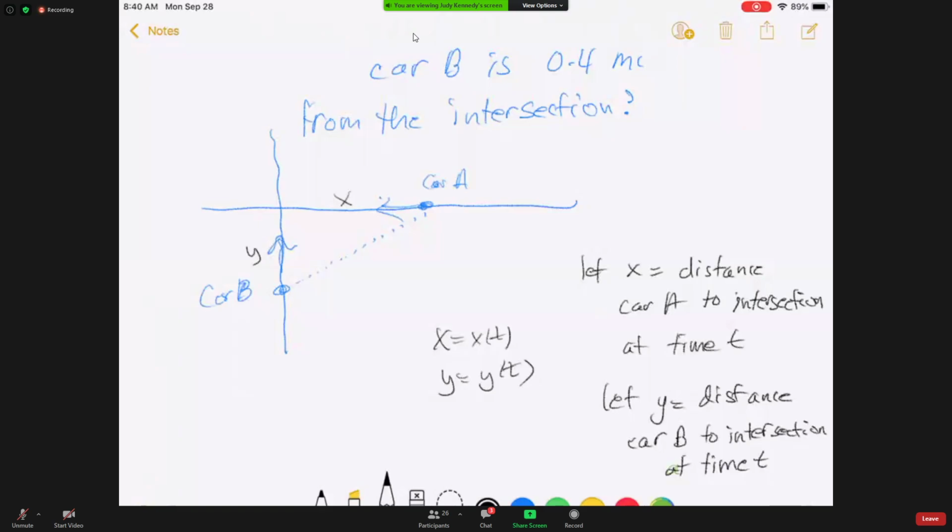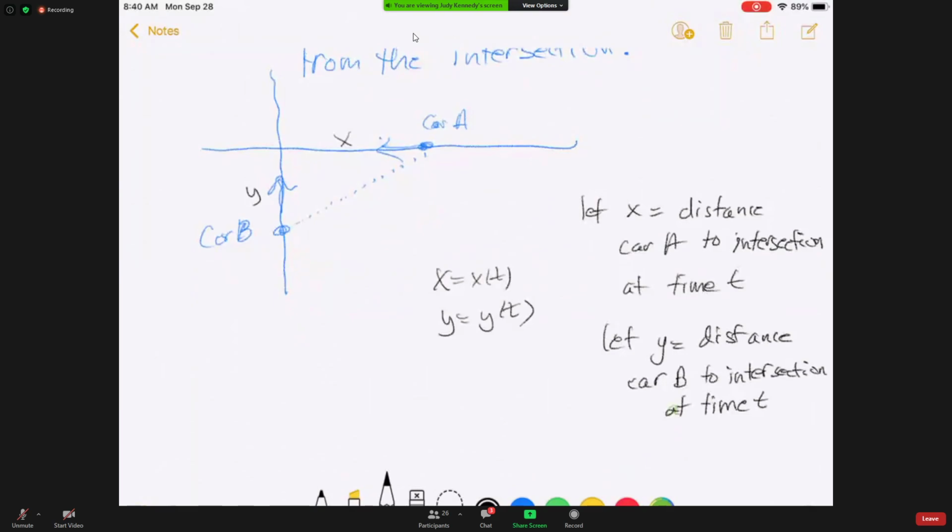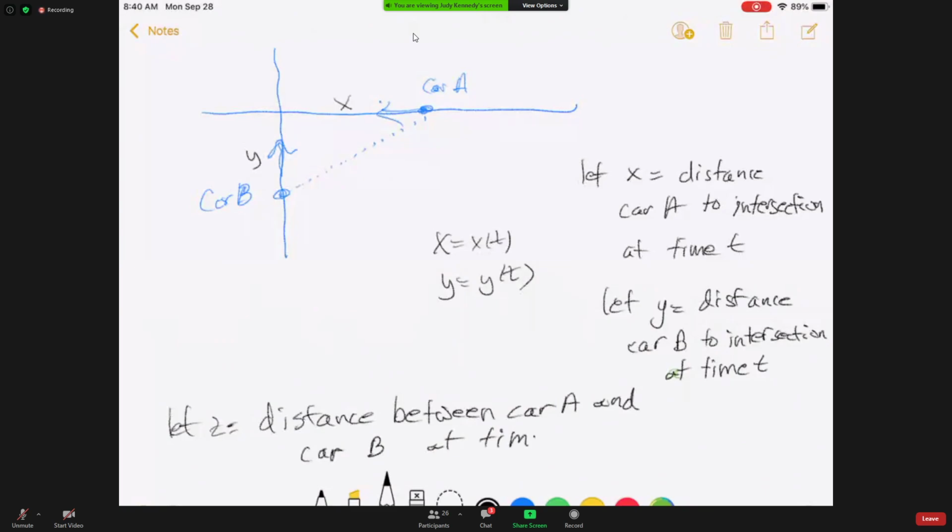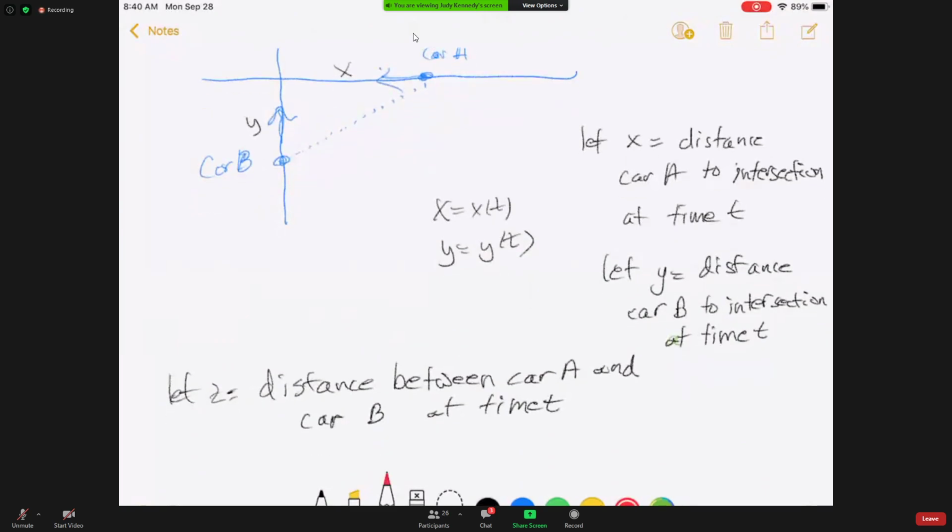So x and y are changing with time. Let's let z equal the distance between car A and car B at any time. So z is a function of t also. So this is z. I don't know how I managed to change the color. Okay, so x is a function of t, y is a function of t, z is a function of t. Over time, x, y, and z are all decreasing, well, until we go through the intersection and the problem changes completely.